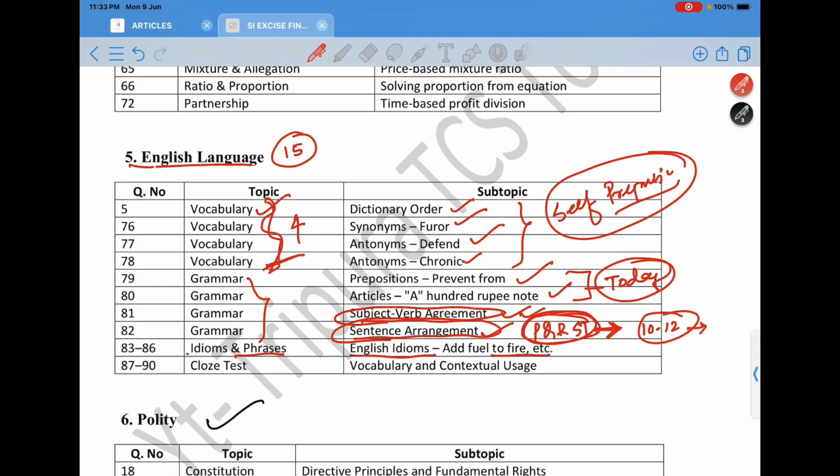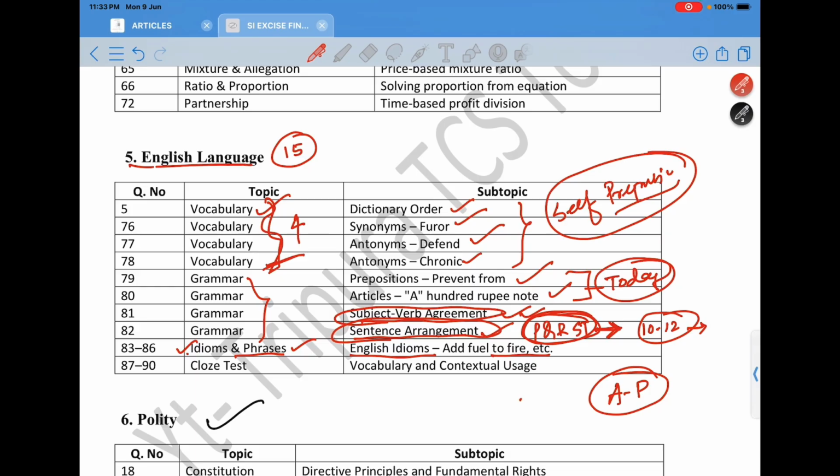So this you will do on your own, and I will not teach you this. Altogether I am going to teach only articles and prepositions from the general English portion. Rest of all the things you should do on your own. No one can teach you in videos. Take a standard English grammar book and just read from that particular book.